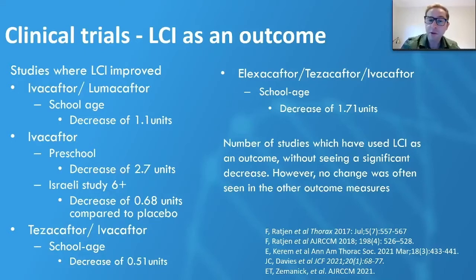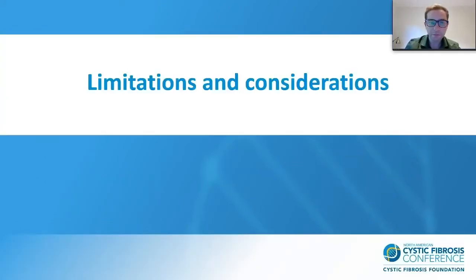And finally, our most recent paper, the paper of the triple combination, elexacaftor, tezacaftor, and ivacaftor, saw again a large decrease of 1.71 units in the 6 to 11 age group. But there have been a number of studies where LCI has been used as an outcome, but there has not been a significant decrease. However, there's often been no change in the other outcome measures that were used.